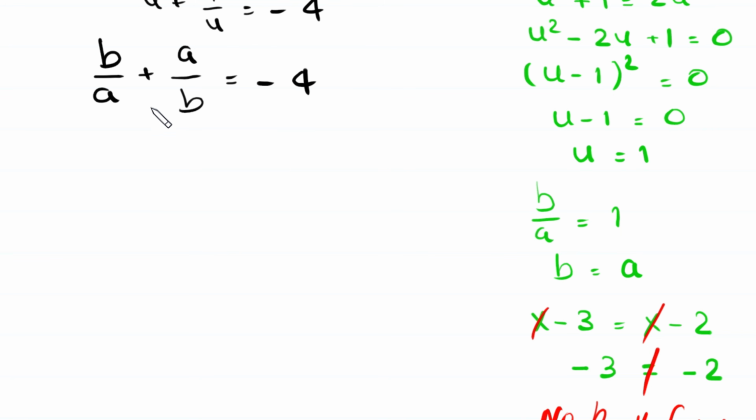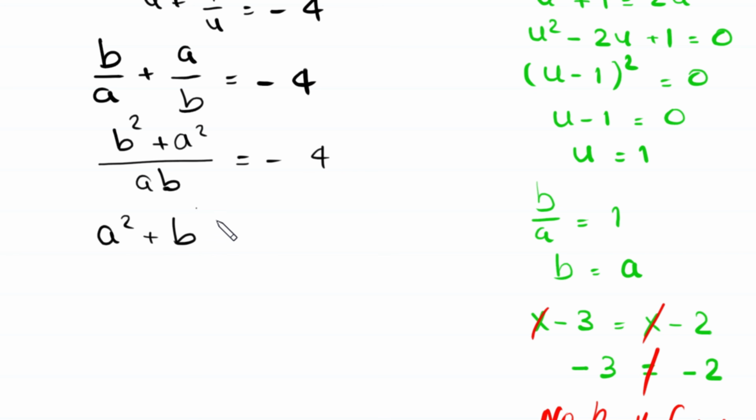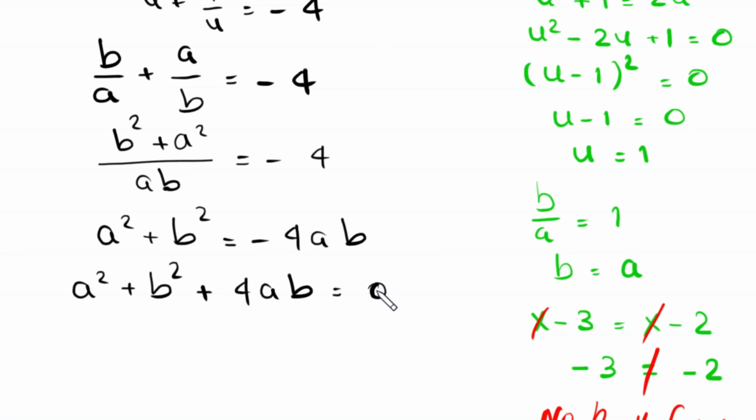Take LCM of these two denominators. The LCM is a times b. So this will become b squared plus a squared equal to negative 4, multiply both sides by ab. This will become a squared plus b squared equal to negative 4ab. Move negative 4ab to the left hand side. This will become a squared plus b squared plus 4ab equal to 0.